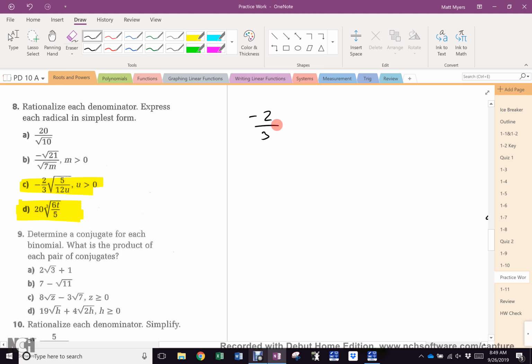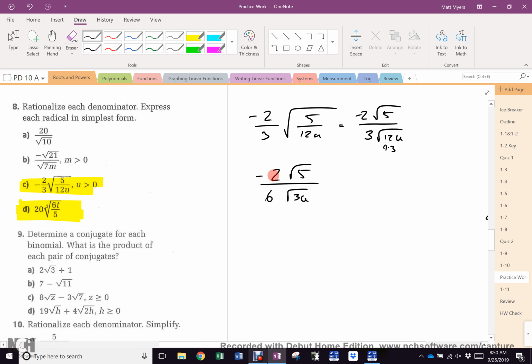Negative 2 over 3, double root 5 over 12u. So how do we rewrite that? Negative 2 root 5 over 3 root 12u. Where's the simplifying? 12 is 4 times 3, right? So what's coming out? Negative 2 root 5 over 6 root 3u. What are we doing right there? Simplified. Negative root 5 over 3 root 3u.